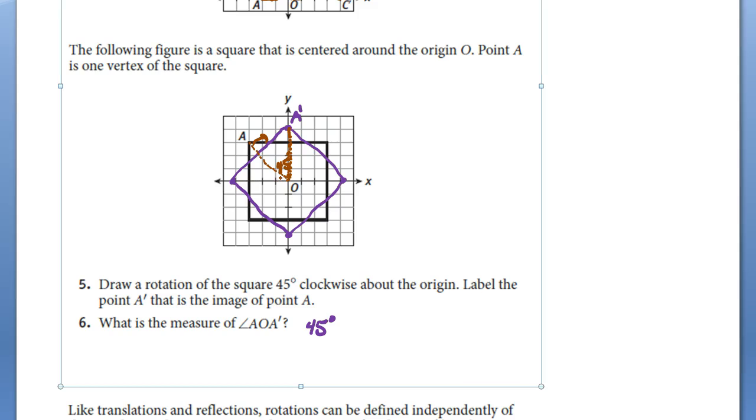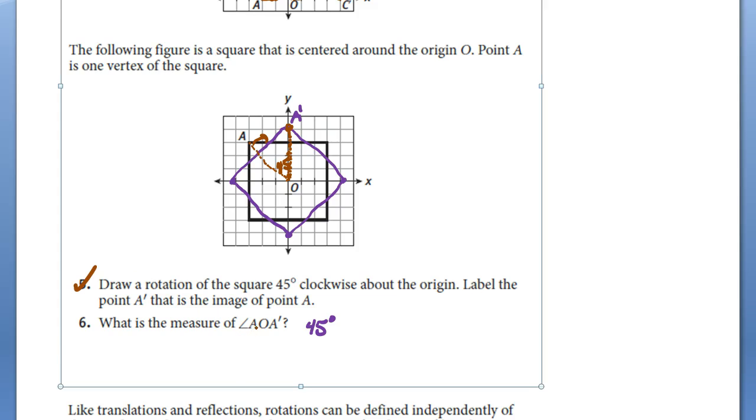If this is 3 and this is 3, I did 3 squared plus 3 squared and then did a square root. I found this distance. It was 4.2. So I measured up 4.2 to put the dot for A prime. And I could do that for all the other 4 corners of the square as well. That's how I drew the purple square for question 5.